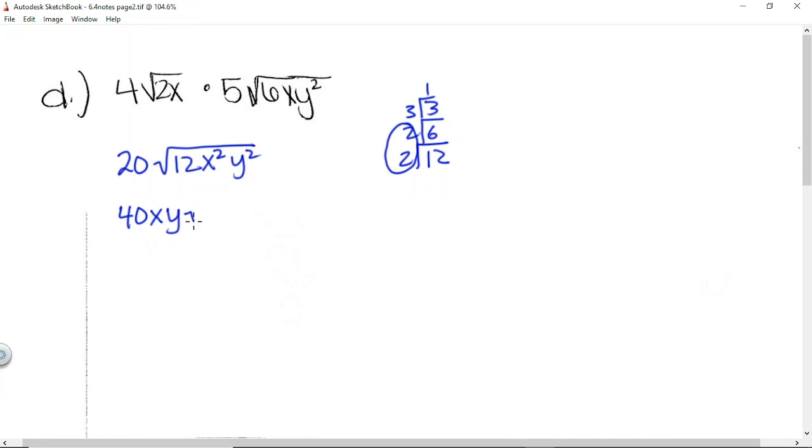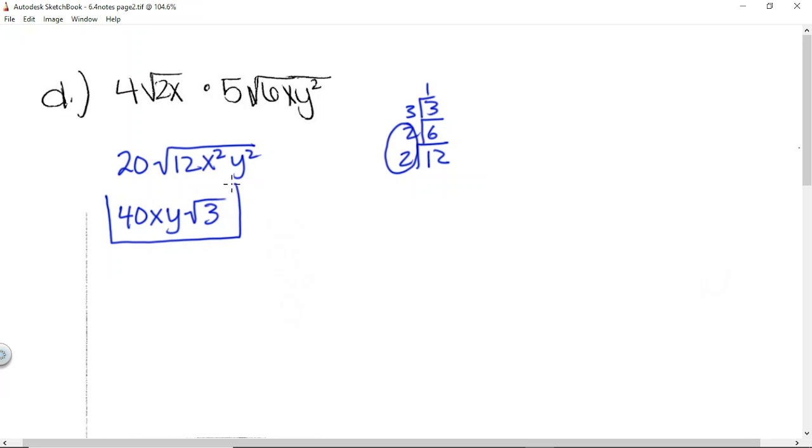There's no leftovers in the variables, right? We're looking for groups of 2, and we had just one group of 2 x's, one group of 2 y's, but nothing left over. So the only thing that we have left over is that 3. So that goes in the radical. Okay. I'm actually going to make this look a little bit better. I made that too big. Okay, so that's it for that one.